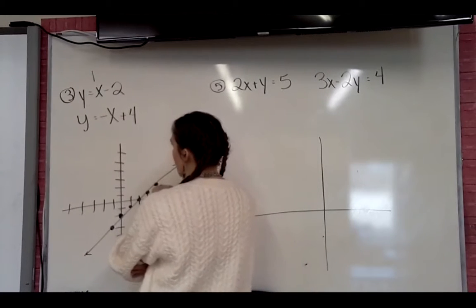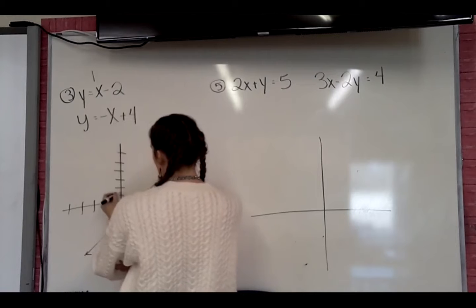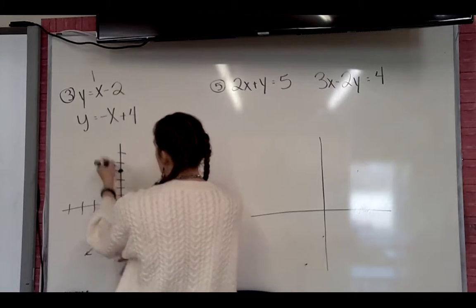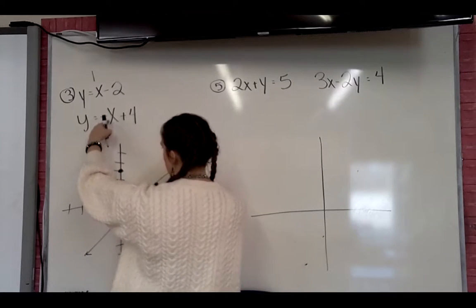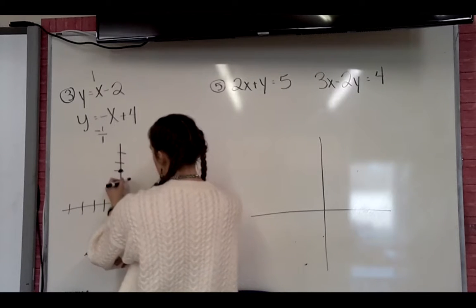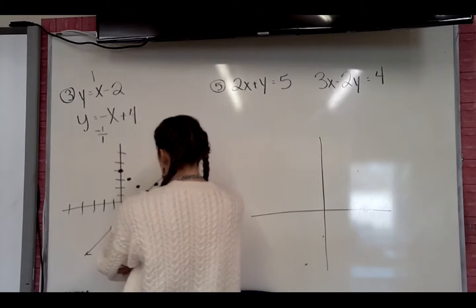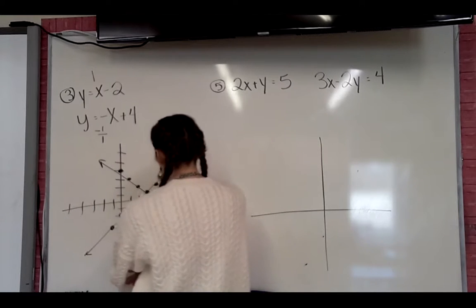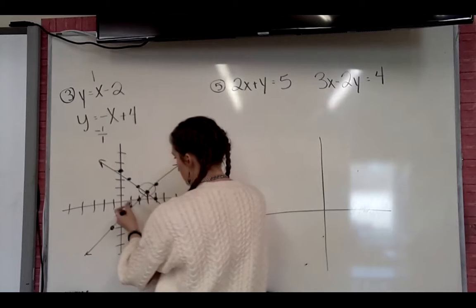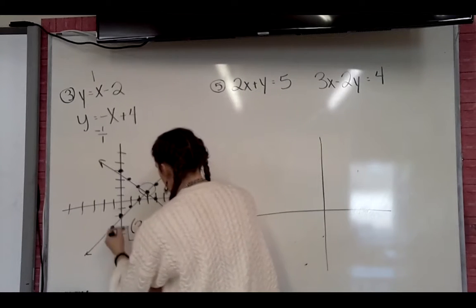Then the other one, y equals -x plus 4. My y-intercept is 4, so I go up to 4 and put a point. My slope is -1, so -1 over 1, which means I go down 1, right 1. They cross right here. That is 1, 2, 3 over and 1 up. So our solution is (3, 1).